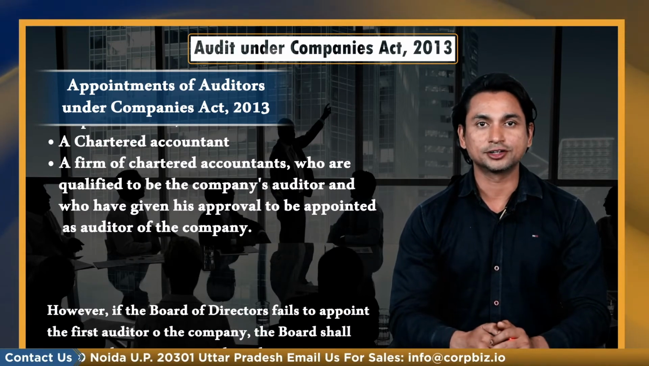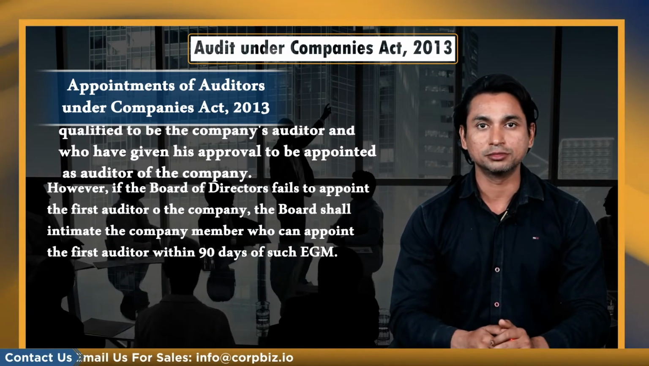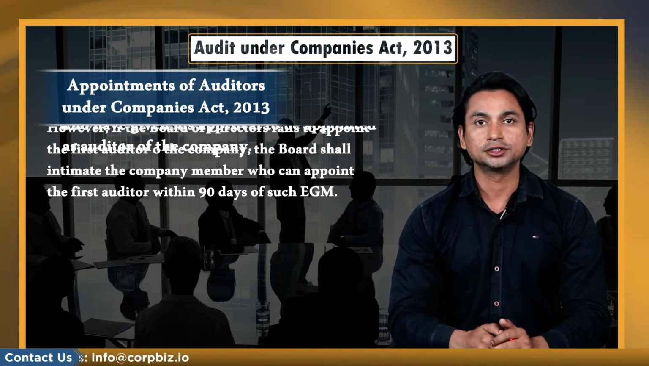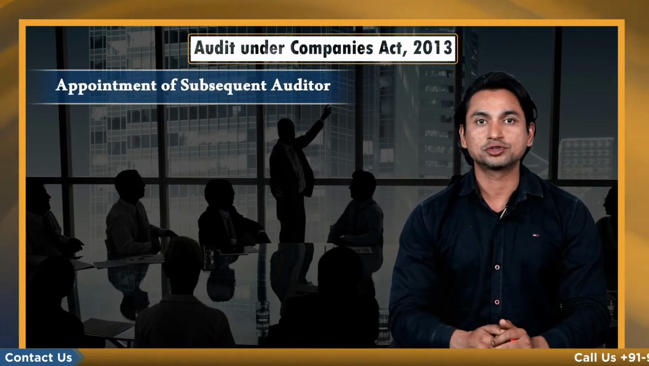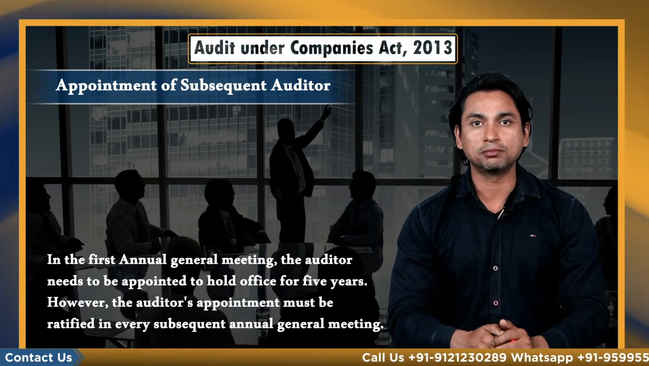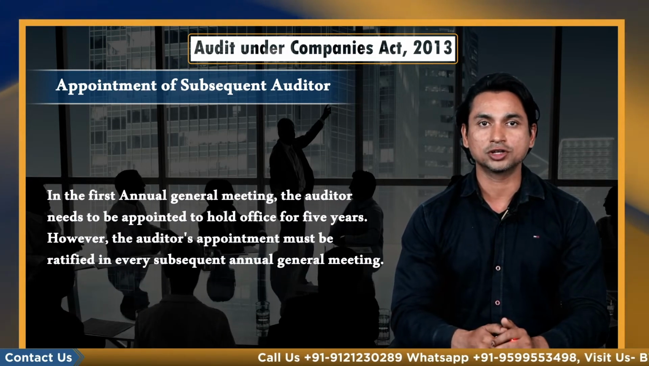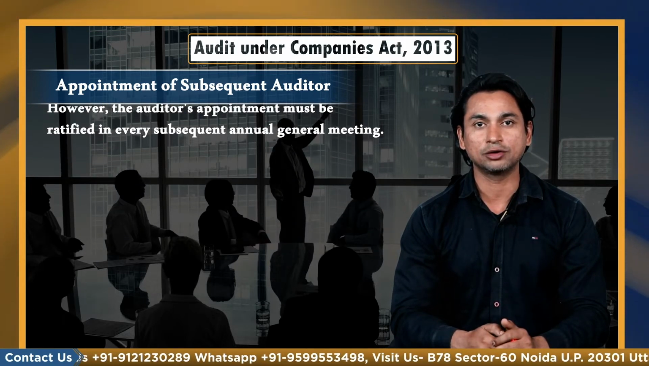However, if the Board of Directors fails to appoint the first auditor of the company, the board shall intimate the company's members, who can appoint the first auditors within 90 days at an EGM. Appointment of subsequent auditors: in the first annual general meeting, the auditor needs to be appointed to hold office for 5 years. However, the auditor appointment must be ratified in every subsequent annual general meeting.